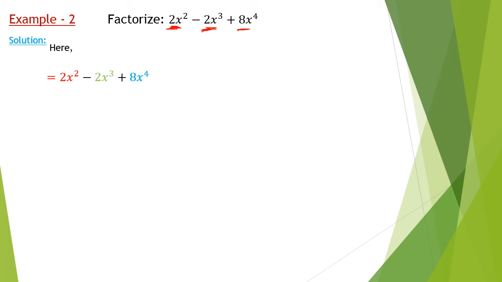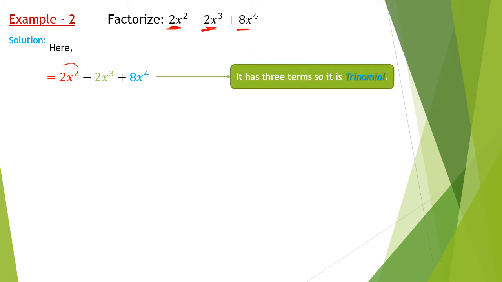Let's focus on this red 2x square. Now it is a trinomial, it has 3 terms. Now our focus will be on 2x square. Now 2 is a prime number, so 2 can be written as 2 dot 1, and x, the power of x is 2, so we repeat x twice. Now instead of 2x square, what we are going to write is 2 dot 1 dot x dot x, isn't it?